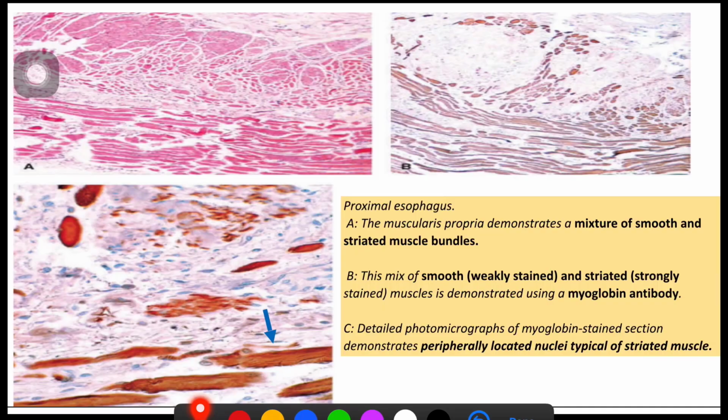So here in this section you can identify this is the proximal esophagus, where it shows a mixture of smooth and striated muscle bundles. Here the smooth muscle is weakly stained, and the strongly stained IHC myoglobin antibody shows skeletal muscles. And here these are the strongly stained skeletal muscles with peripherally located nuclei.